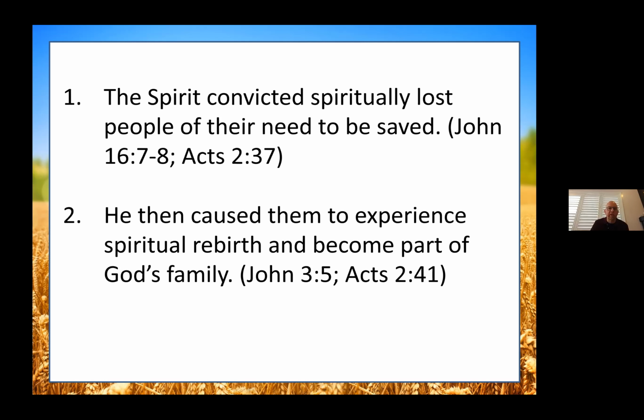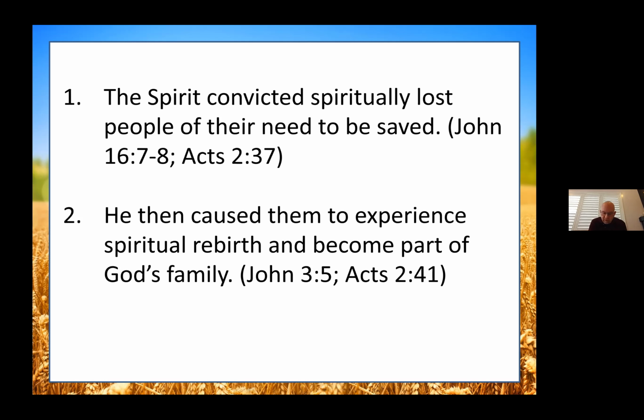John says, was working in the world. In John 16, verses 7 and 8, three things that the Spirit of God is doing. He's convicting lost people of their sin. He's convicting them of the need for righteousness that they don't have, and of judgment to come. If you go back to Acts chapter 2 for a minute, at the end of Peter's sermon, this is what we see in Acts 2:37.